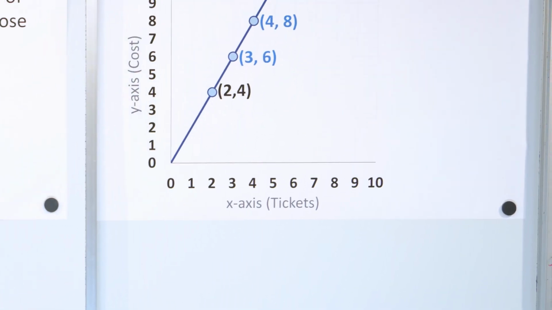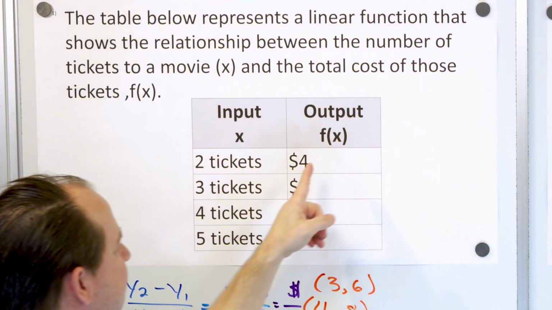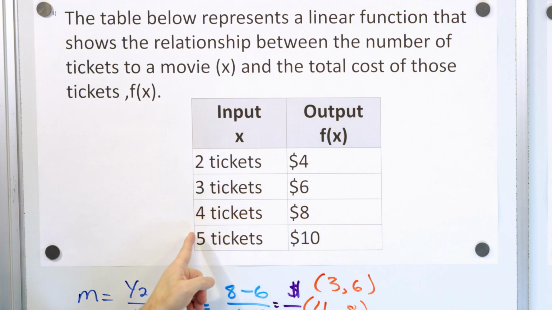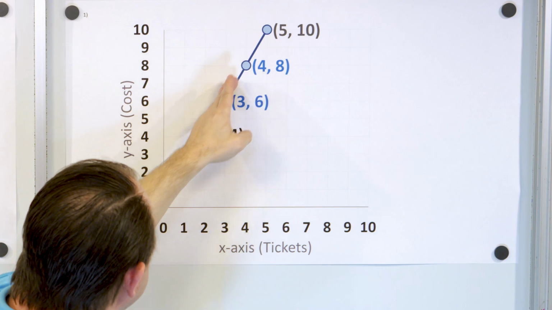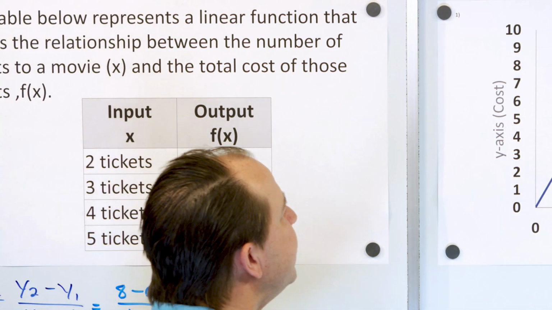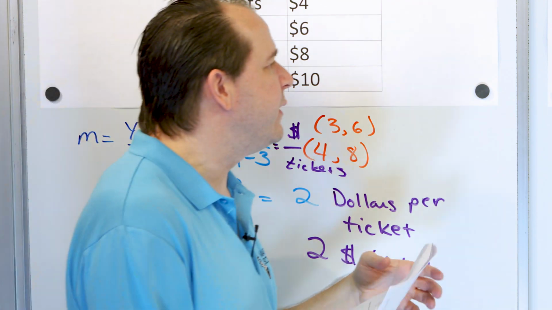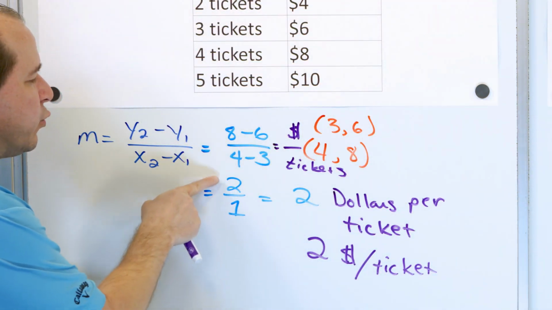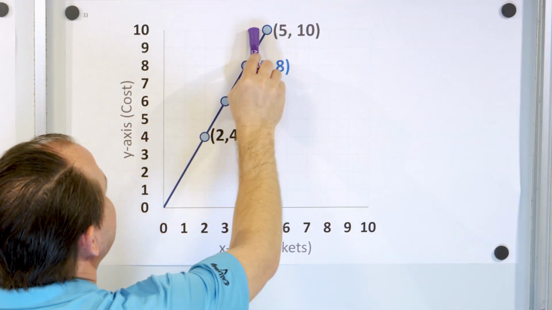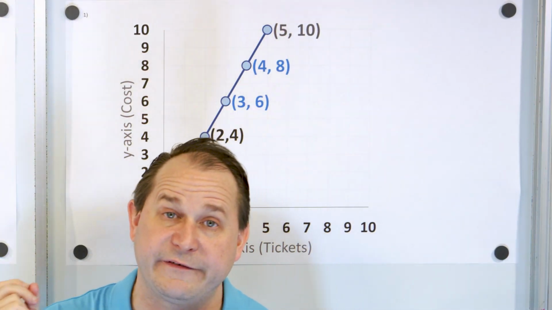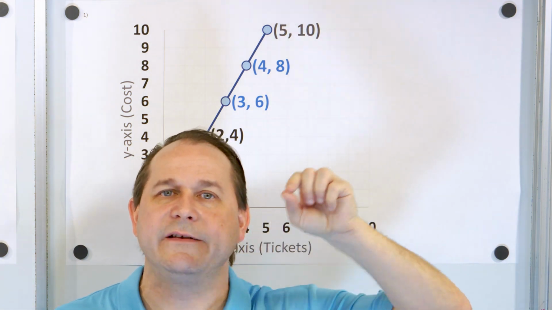Now, if we plot these numbers, notice we have 2, 4 right here, and then we have 3, 6, 4, 8, and 5, 10. We plotted these and notice they form a nice straight line. So we figured out that the slope of the line is 2. We calculated it as 2, and we know that that's 2 over 1, rise over run, and we can see that it's up 2 over 1, up 2 over 1, up 2 over 1. So we know that the slope matches the slope of the graph, up 2 units over 1, rise over run.